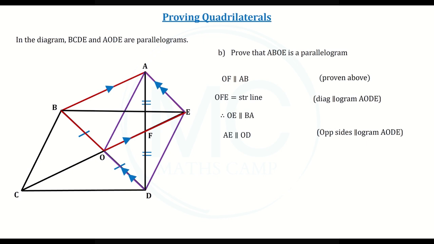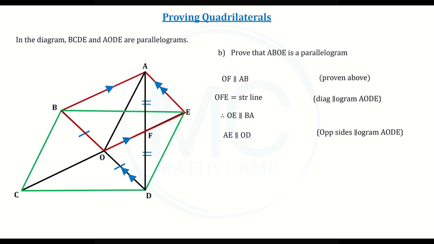But we don't want to prove that AE is parallel to OD. We want to prove that AE is parallel to BO, the opposite side of ABOE. So what else do we have to work with? Let's make AODE black again. We know from the question that BCDE is also a parallelogram. So let's make it green again.